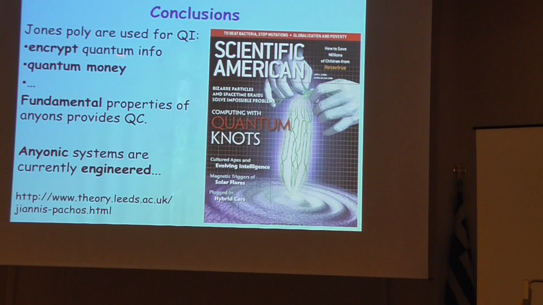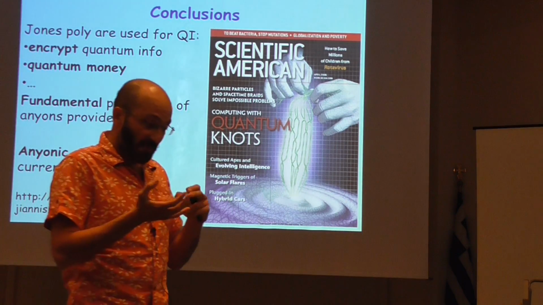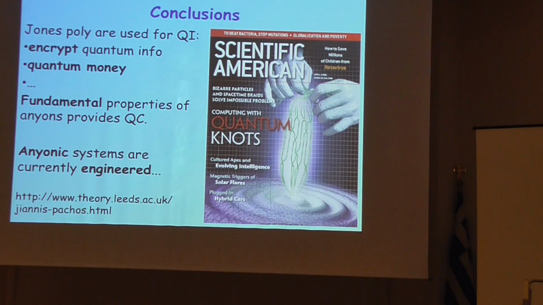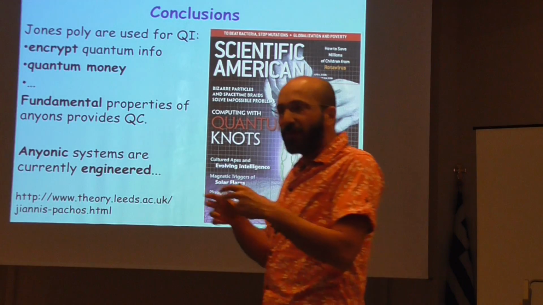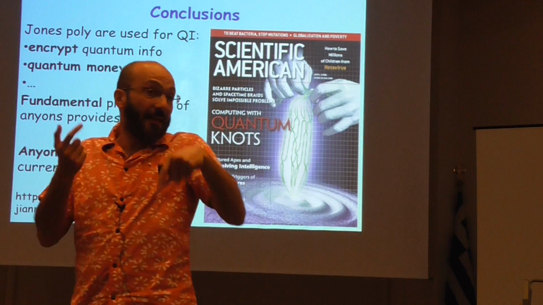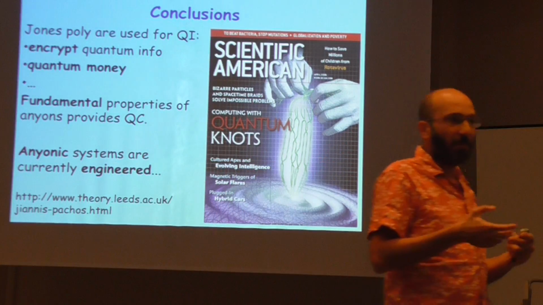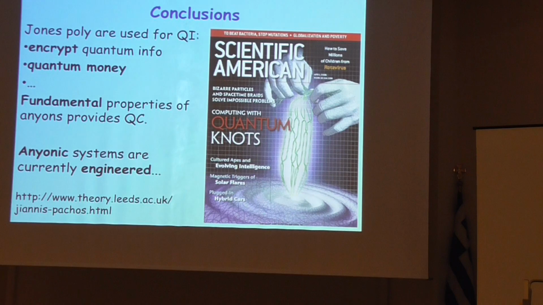Let me summarize. The Jones polynomials have been used for encryption of information. You can use them in order to design quantum money. Because it's very hard to calculate Jones polynomials, but you can verify easily the linking number between knots, which is an easily computable operation. So you can easily recognize the money, but it is very hard to counterfeit it.